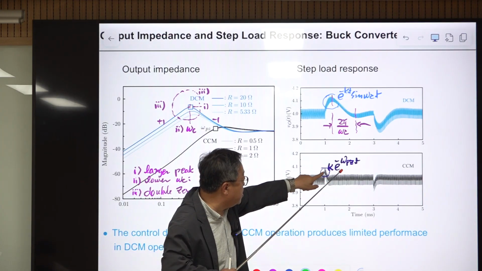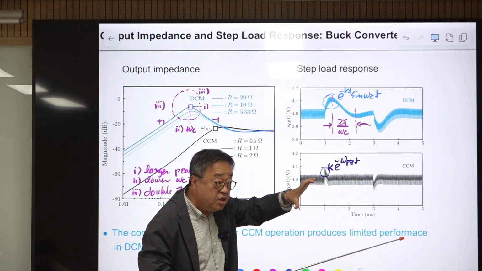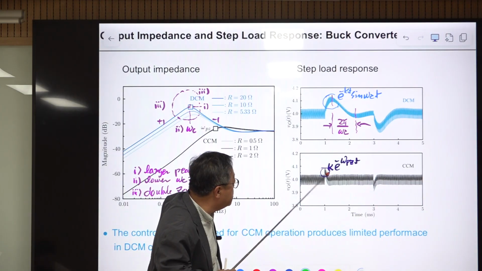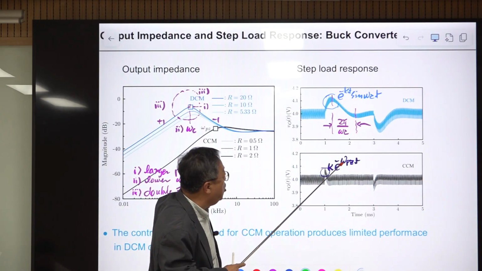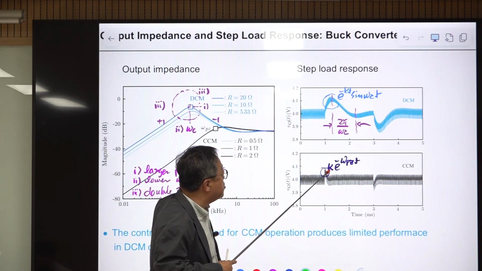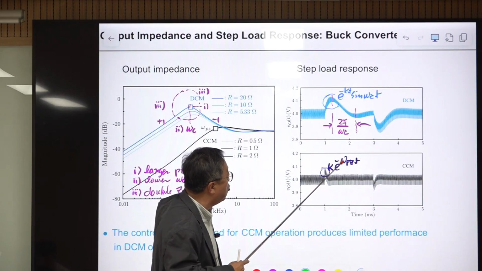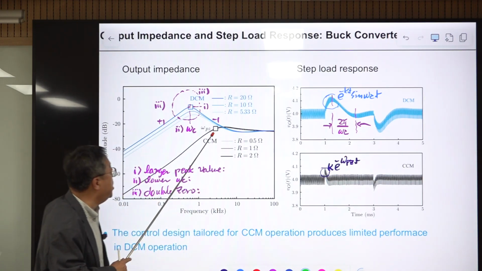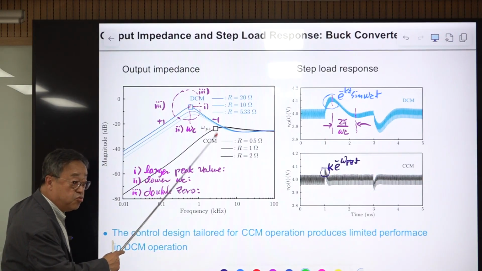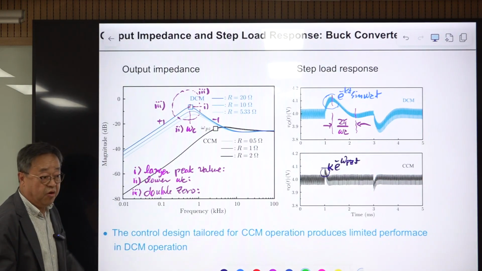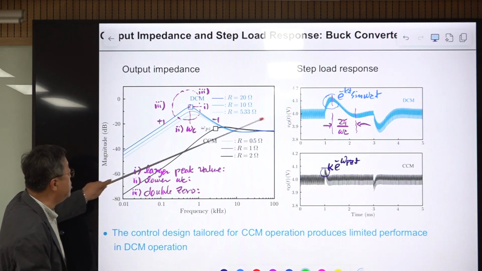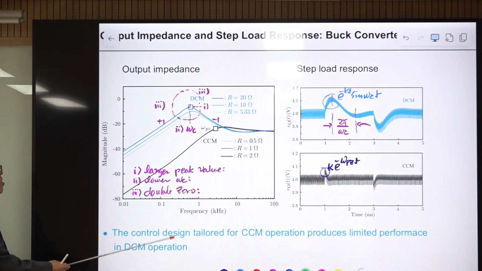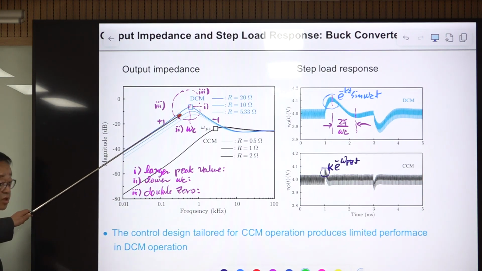This is actually ESR times the step change. Okay, then this is exponential decay with this term. So this time constant is 1 over this omega p, which is omega g2. So this is much faster. Okay, that is because of this. And in CCM, this output impedance looks like this.